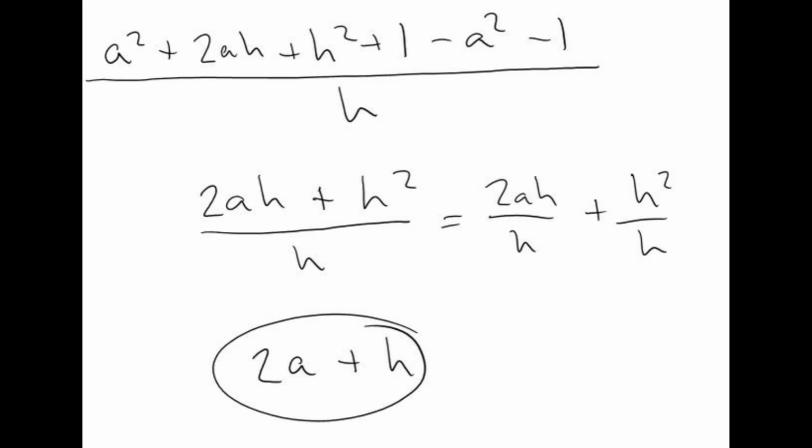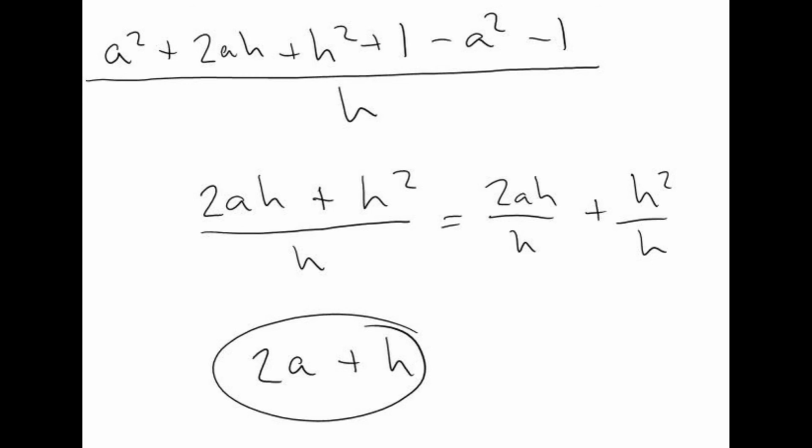Well, if you notice, both of those have an h in them. So I can split it up like I did here, or you could factor it out however you like. But the h's will cancel off on the first one, so 2ah divided by h will cancel off and become just 2a. And then h squared divided by h, one of those h's cancels off up top, and we're left with just h. So 2a plus h is your final answer.